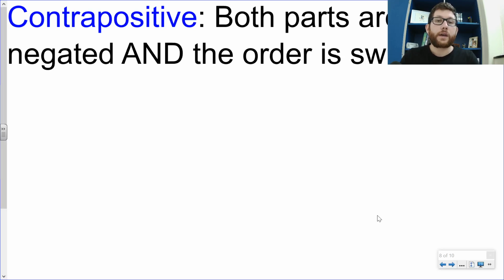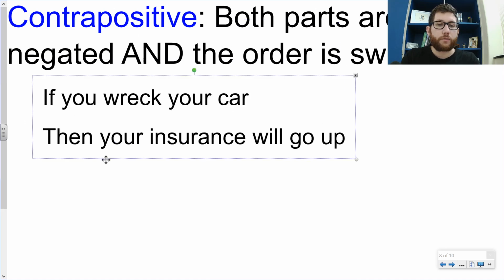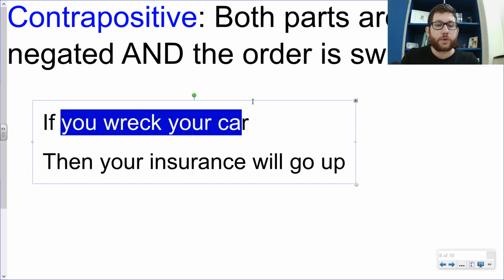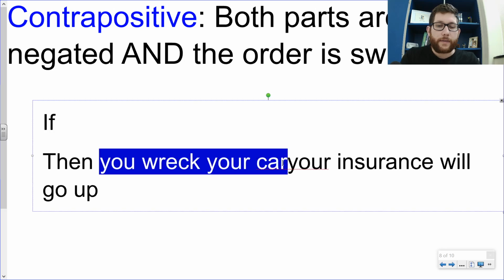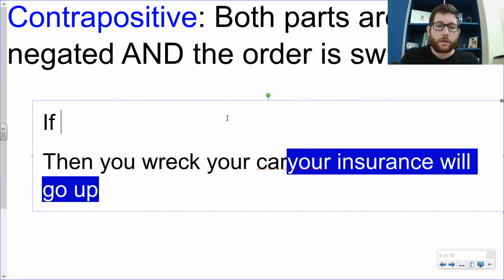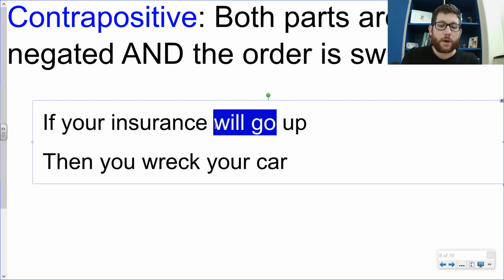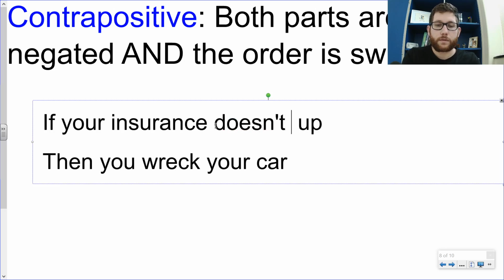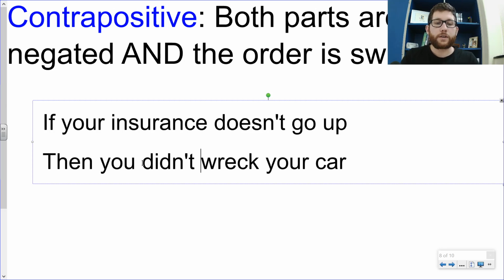All right, the last one. If converse switches and inverse negates, taking the opposite, contrapositive switches and negates. So both parts are negated and the order is switched. Once again, we'll use our wrecked car situation. So first thing we want to do is switch these, and then we're going to negate them. So if your insurance doesn't go up, then you didn't wreck your car. Notice how we've swapped the statements and we've negated it.